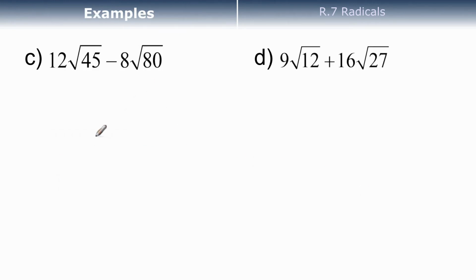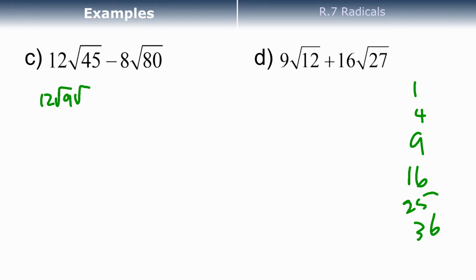Try a couple more. Let's try this one. Notice the radicands aren't the same, so I can't really do anything. But can I simplify that? Again, I'm looking for pretty numbers like 1, 4, 9, 16, 25, 36, etc. So do one of those numbers divide evenly into 45? The 9 does. So I could rewrite this as 12 times the root of 9 times the root of 5. See how that one splits into that?